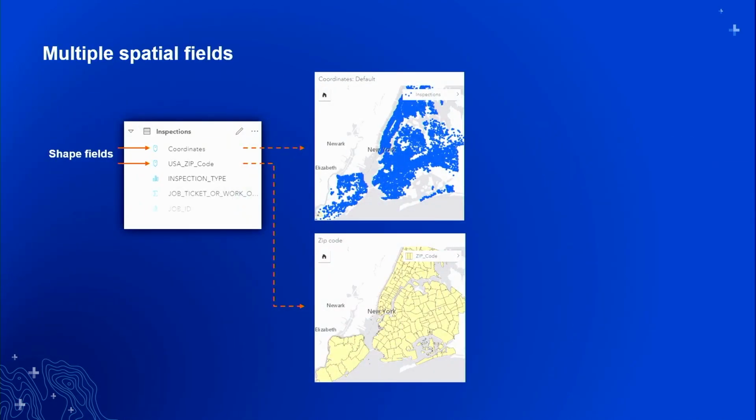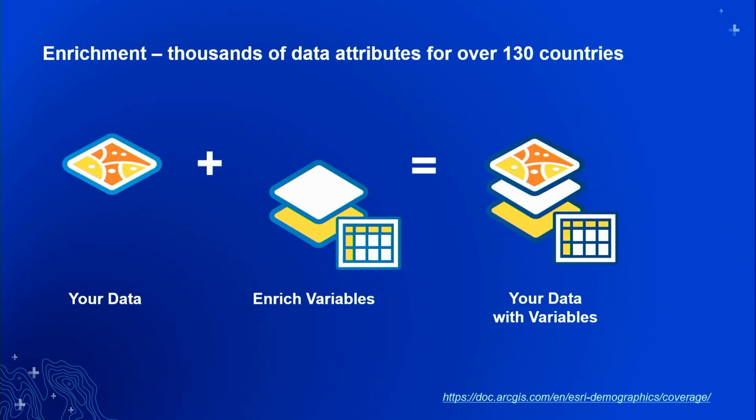Something unique about Insights is that we have support for multiple spatial fields, multiple shape fields. That's pretty powerful, especially when, as we'll see a little bit later, you try to do some stuff like link analysis and even visualizing your data and exploring it in different ways, maybe once as a coordinate and once as a polygon.